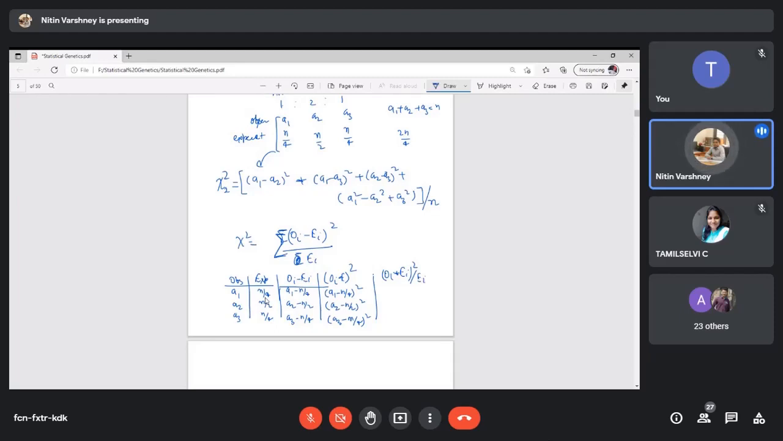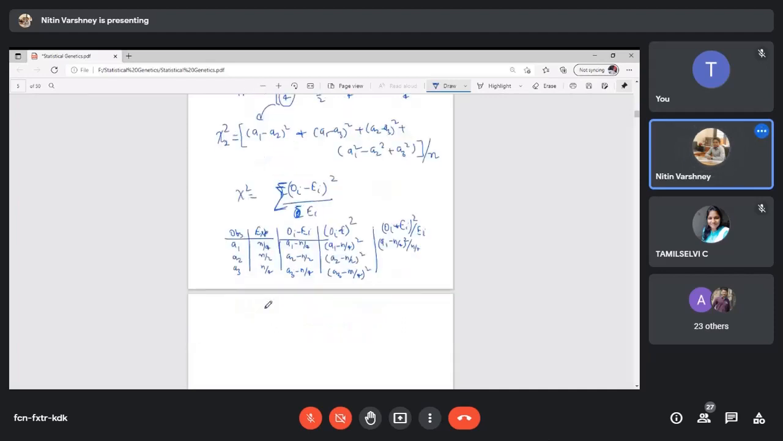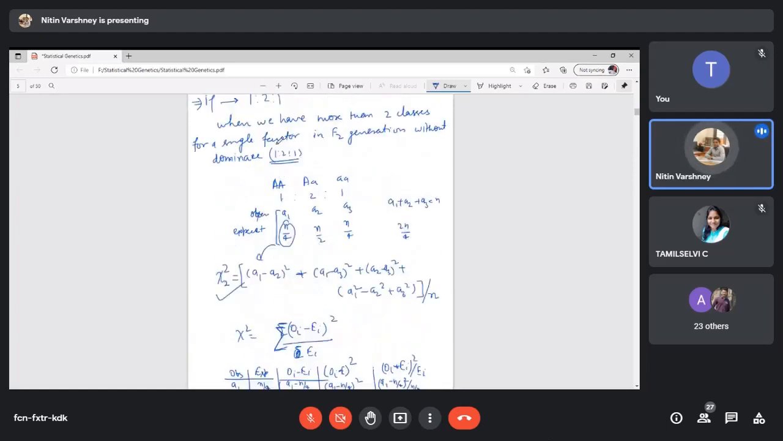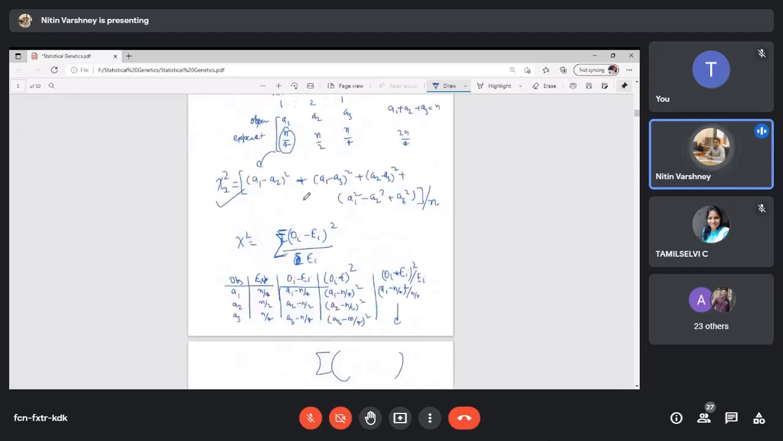So ei is the expected frequency. The expected frequency for the first class is n by 4, so (A1 minus n by 4) whole square divided by n by 4. And then we will add all the three, taking the sum of all these three. Then we will get this. So this is the derivation, the theory behind the formula. You have to remember directly that in case of incomplete dominance, that is 1 is to 2 is to 1, we will get this chi square.